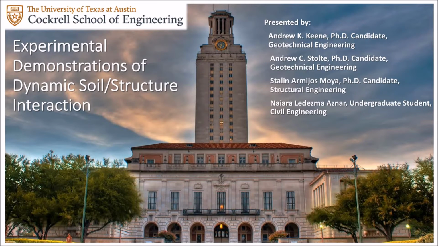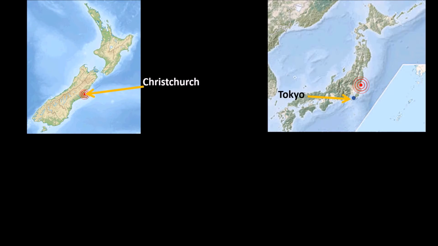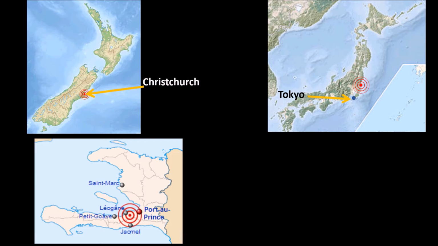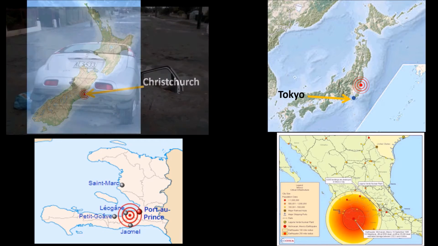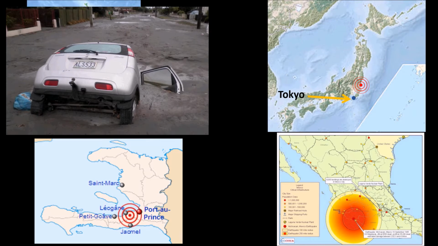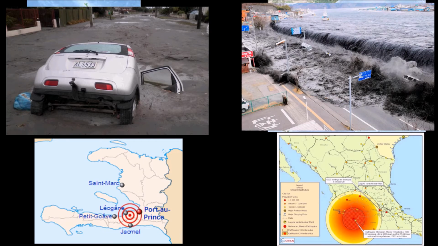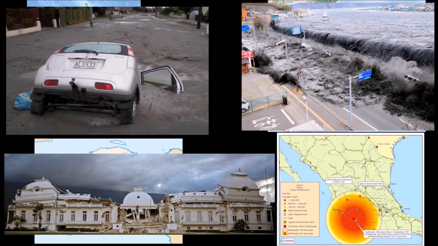Many of us can recall several tragic events caused by earthquakes: the Christchurch, New Zealand earthquake sequence in 2010 and 2011, the Tohoku, Japan earthquake in 2011, the Haiti earthquake in 2010, and the Mexico City earthquake in 1985. In Christchurch, there was widespread liquefaction damage. The Tohoku earthquake generated a devastating tsunami, and the Haiti earthquake resulted in severe damage and loss of life. In Mexico City, over 420 buildings were destroyed due to the massive ground motions that occurred.